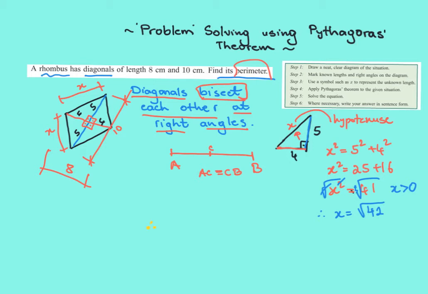So therefore, perimeter is 4 times, 4 sides of square root of 42. And multiplication in maths is written as times. So 4 times square root of 42. Now, if you're in the building industry or architecture or something like that, usually you don't say the perimeter is 4 times square root of 42. Where did I get 42 from?